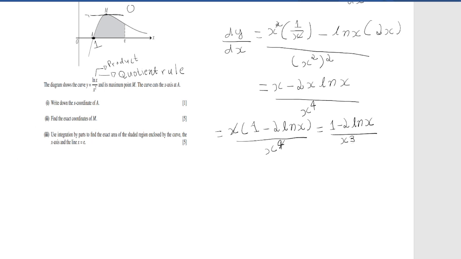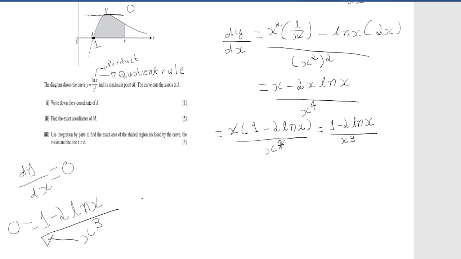So we know, let me write it over here, dy over dx is equal to 0 at the maximum point. So it's going to be 0 is equal to 1 minus 2 ln x over x cubed. So I'm going to take x cubed over here. So we're going to be left with 1 minus 2 ln x is equal to 0. So what we're going to get is, I'm going to take 2 ln x over here. So we're going to get 2 ln x is equal to 1. So ln x is equal to 1 over 2.